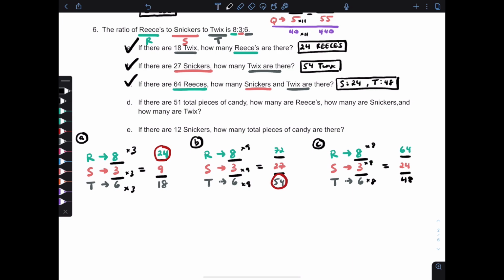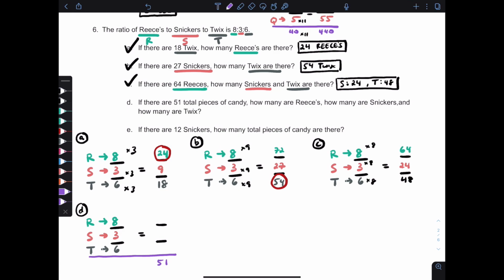Okay, part C is done. Part D, what if there's 51 total pieces of candy? All right, well, let's go ahead and try part D here. What if there's 51 total? So I'll go ahead and make a new row at the bottom. Maybe I can make that a little straighter. Okay, cool. And I'll put 54. I think that's what they said. No, 51. 51 is the total. That is not the total over there, though.